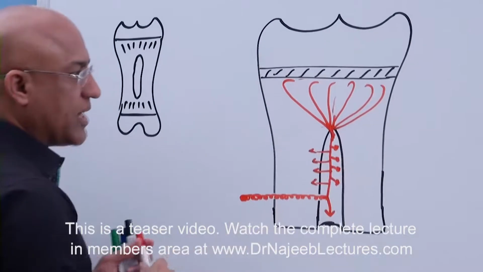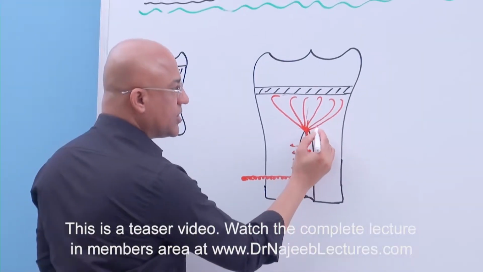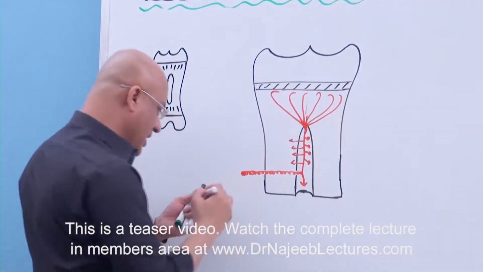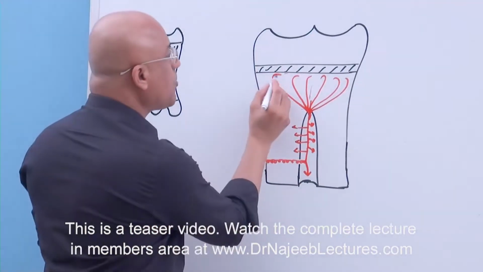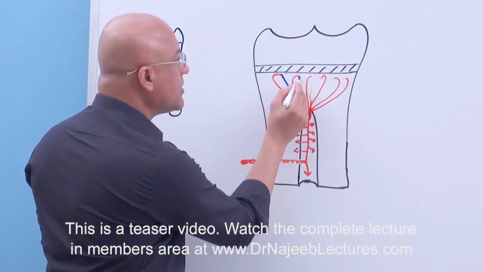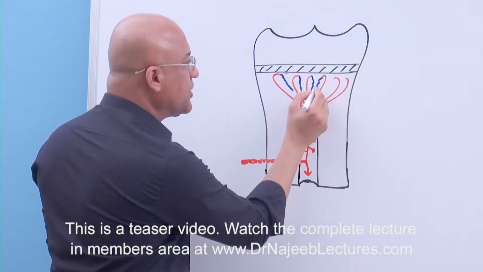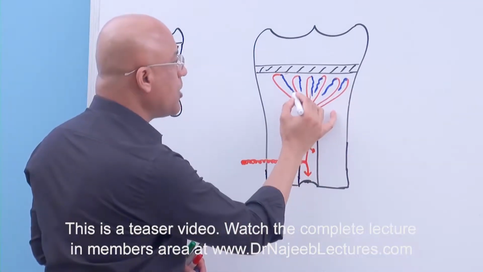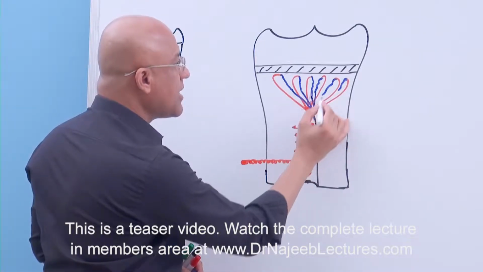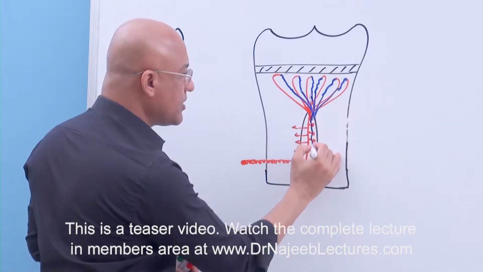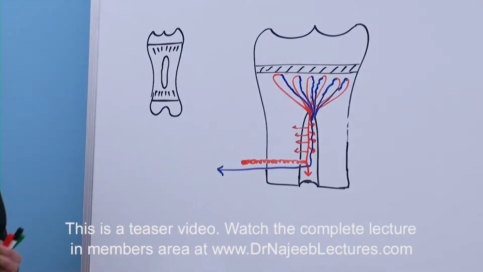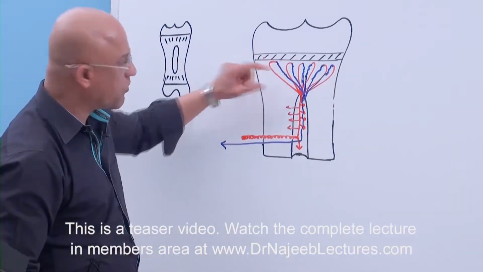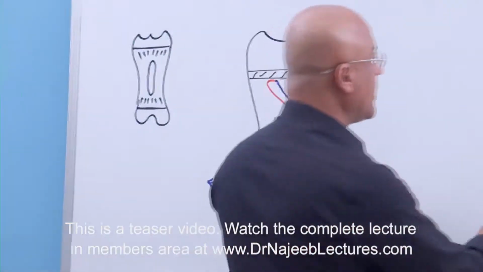Now, as branches from this main artery approach the metaphysis, they reach just under the epiphyseal plate and then make a turn. And with that turn, these blood vessels drain into, what are these? Sinusoids, venous channels, sinusoids. And these sinusoids eventually come together and go into venous drainage, right? And this venous drainage will go out. Now, it is very important to understand this point. This is a very special type of blood flow arrangement, right? Let me make it larger here.